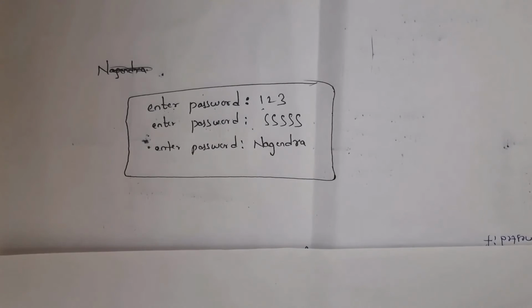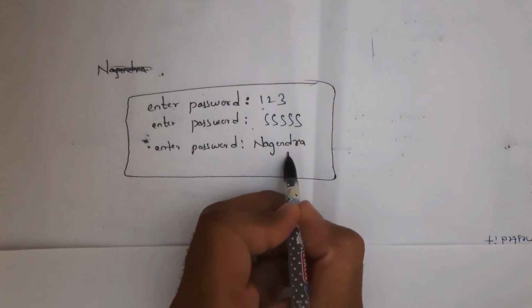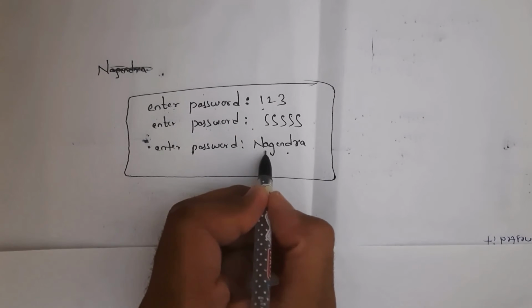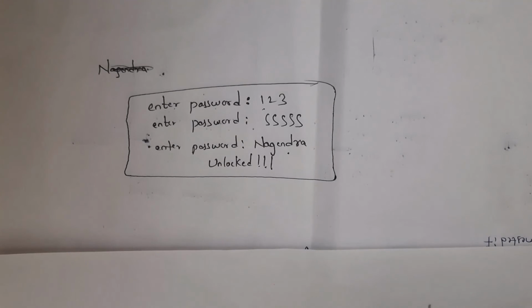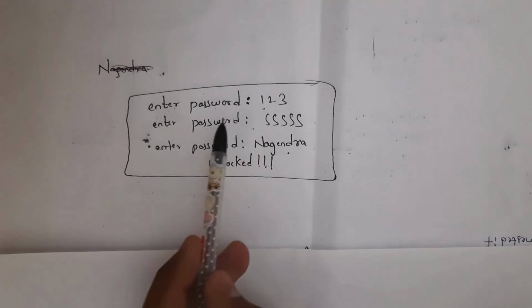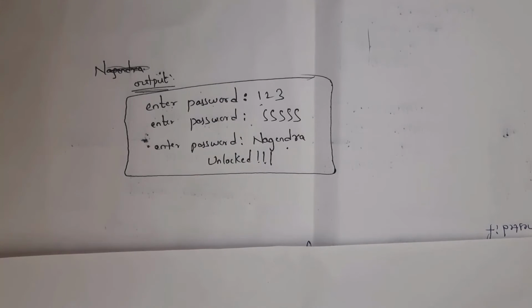password. For example, if I enter correct password, then I should get output, that is unlocked. Here I entered correct password, that is Nagendra. So I will get output, that is unlocked. This is my output. If I enter wrong password, then again I should get enter password, and if I enter correct password, then I should get output, that is unlocked.